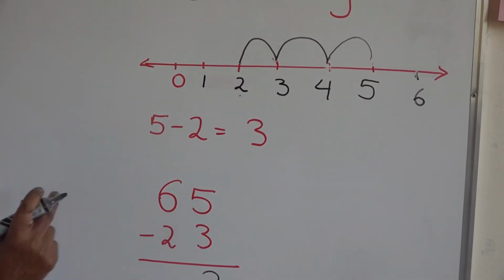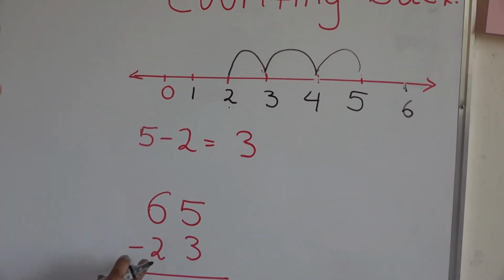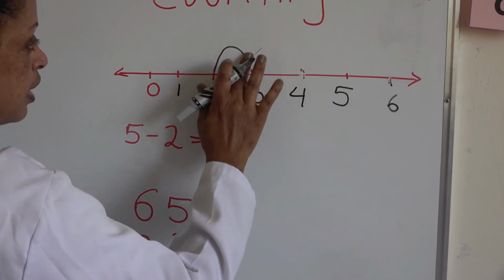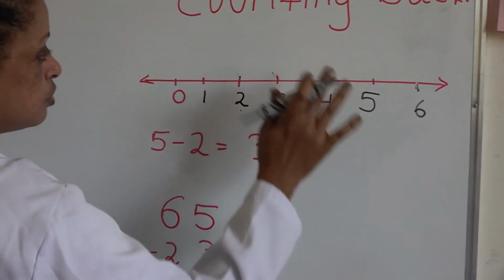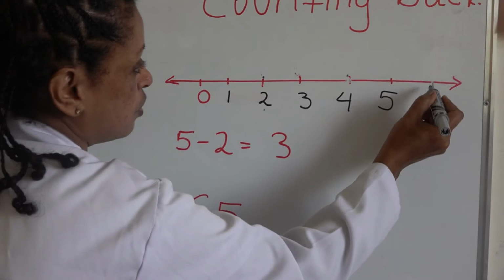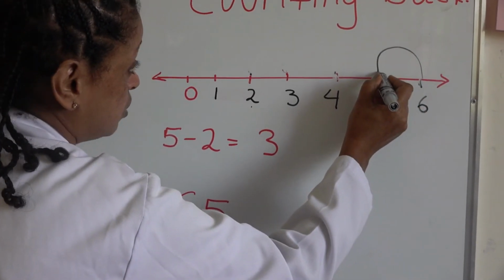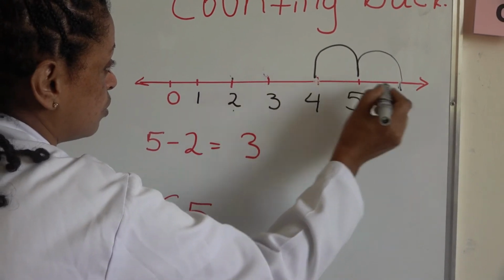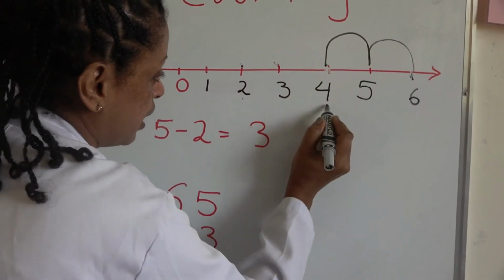How about 6 minus 2? We have 6 here, and then we're going back 2 times. Let me show you. Let me write this one, and then let's do 6 minus 2 here. 1, we're counting back 2 times. Don't forget that. And 2. 1 and 2, and we're on 4.